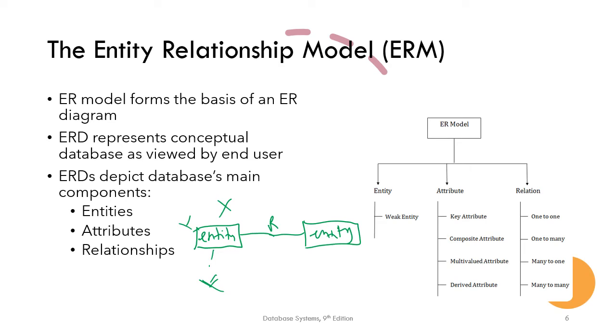The ER model components are the entity, the attributes, and the relationship. Sorry, this should be in a rectangle. And then these are their features. For entity, we have strong entity and weak entity. For attribute, we have key attribute, composite attribute, multi-valued, derived, and so on. This is the character of the attribute. And for relationship, we have one-to-one, one-to-many, many-to-one, and also many-to-many. So this is a simple description of the ER model components and their characteristics.